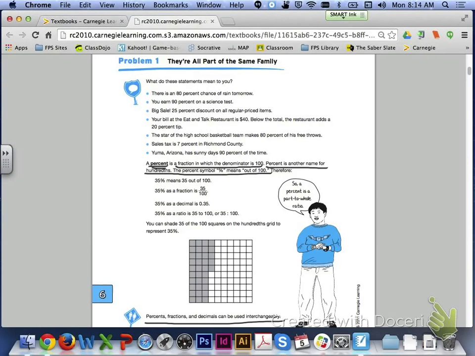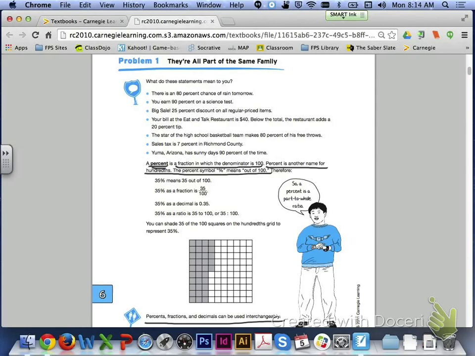Let's take a look at problem 1 on page 390. What do these statements mean to you? There is an 80% chance of rain tomorrow. You earn 90% on a science test. Big sale, 25% discount on all regular priced items. Your bill at the Eat and Talk restaurant is $40. Below the total, the restaurant adds a 20% tip. The star of the high school basketball team makes 80% of his free throws. Sales tax is 7% in Richmond County. And finally, Yuma, Arizona, has sunny days 90% of the time.